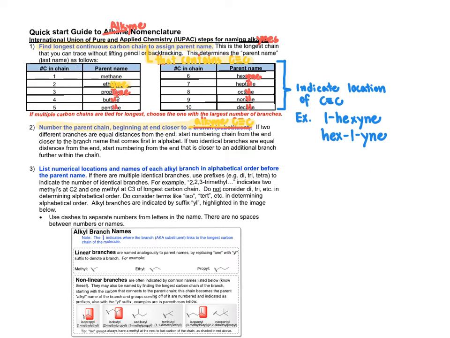Then, once you have decided how to go about numbering the chain, what you're going to do then is look at the branches branching off of that parent chain and go about naming them using the same branch names as we've learned before, such as these names down here at the bottom: isobutyl, isopropyl, etc. And you'll indicate where those come off of the parent chain, such as by saying that there is a 3-ethyl group coming off, or a 4-isobutyl group, etc.